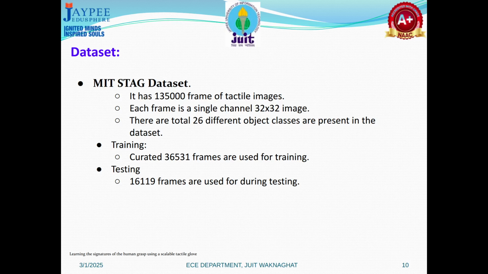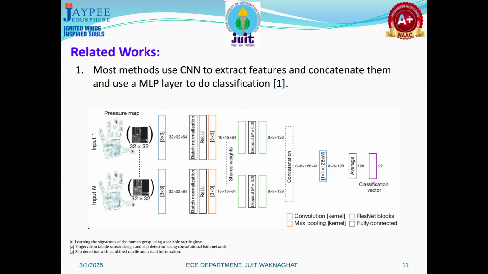And for testing, most methods don't use single frames, because it's very difficult to classify an object from just a single frame of tactile data. So usually they take around 15 to 20 frames as input, the tactile data corresponding to that object, and use that for testing. That's what we do in our problem also.